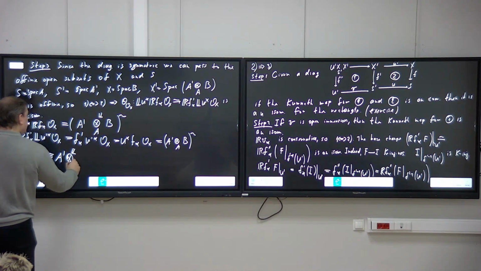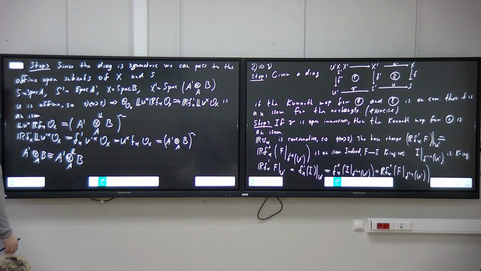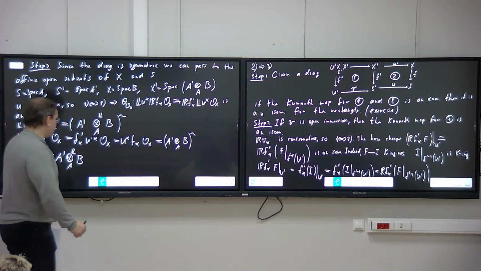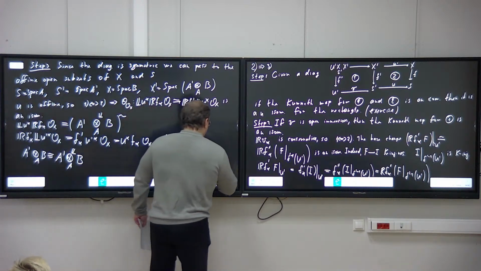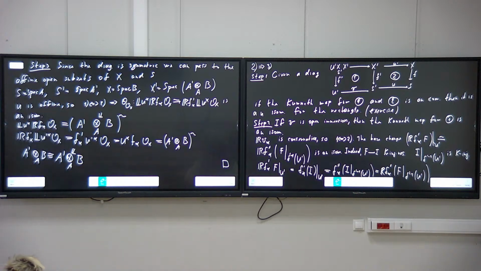So one tensor product is derived, one is underived, which means that the higher Tors, starting with one, vanish. Okay, so that's the end of the proof of the base change and the end of chapter 6. So finally, I want to start chapter 7, which is the chapter on duality.